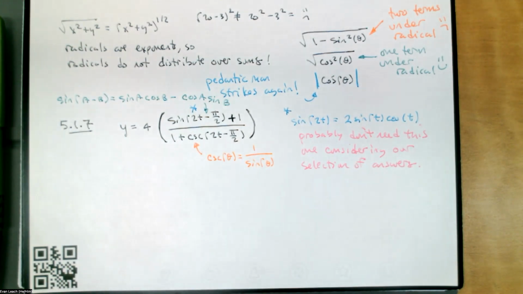If our selection of answers had stuff like cosines of t and sines of t and not 2t, then I would think I'm definitely going to be using this sine of 2t figure.